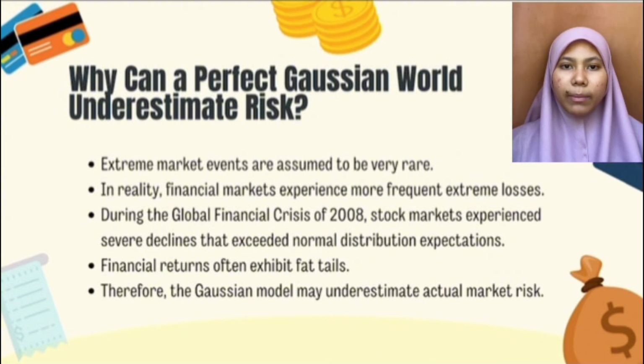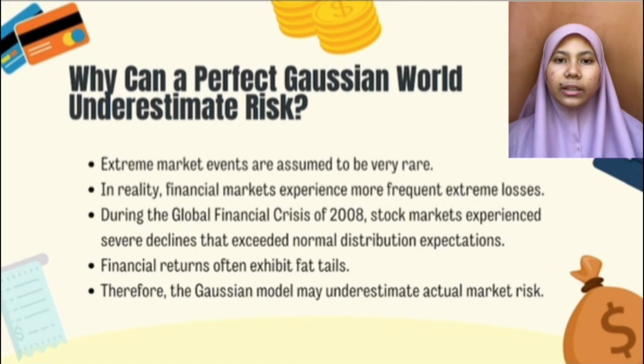However, real financial markets do not always behave according to this assumption. In practice, extreme market movements occur more frequently than what the normal distribution predicts. Financial markets are influenced by many unexpected factors such as economic crises, political instability, changes in investor sentiment, and global events. Another important concept is known as fat tails. Fat tails mean that the probability of experiencing extremely large gains or losses is higher than what is suggested by a normal distribution. As a result, investors may face risks that are much greater than expected when relying only on a Gaussian model.